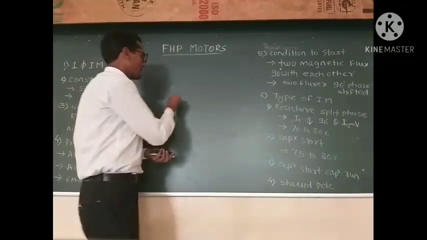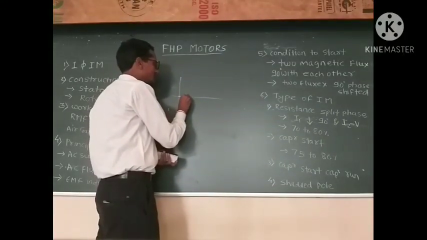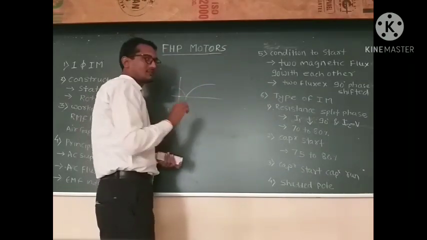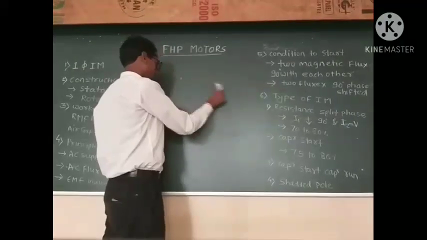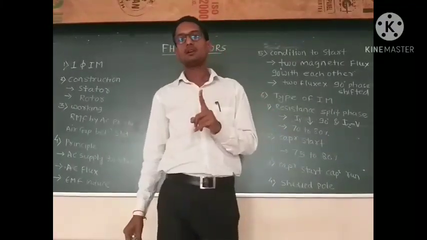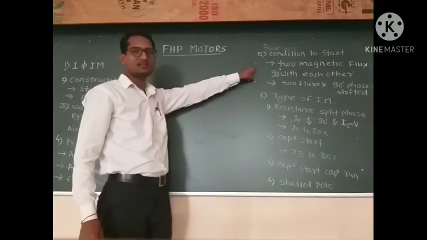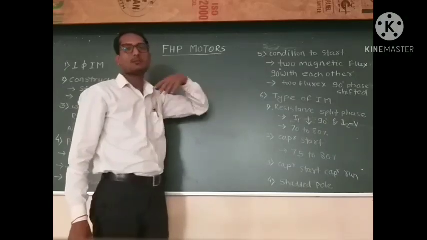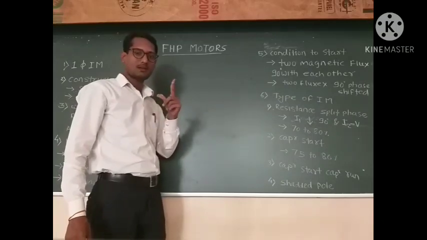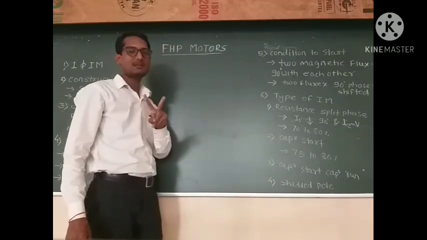That means first current is here, then second current should start from here. That means 90 degree phase shifting is compulsory to run the induction motor. So to run the induction motor, we have to satisfy these two conditions, and to satisfy them, we have to make some modification in the induction motor winding to produce the 90 degree shifting, to produce the two types of fluxes.